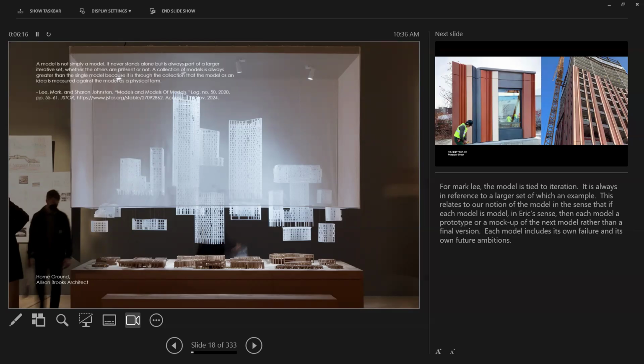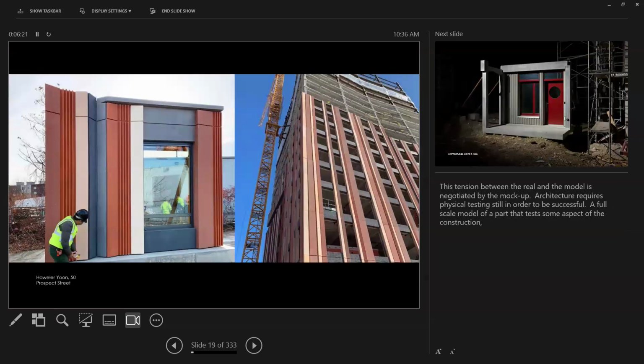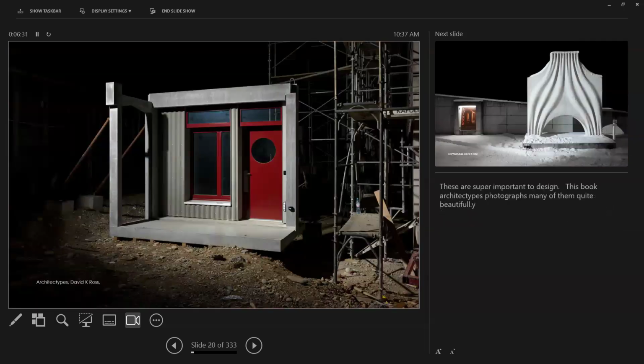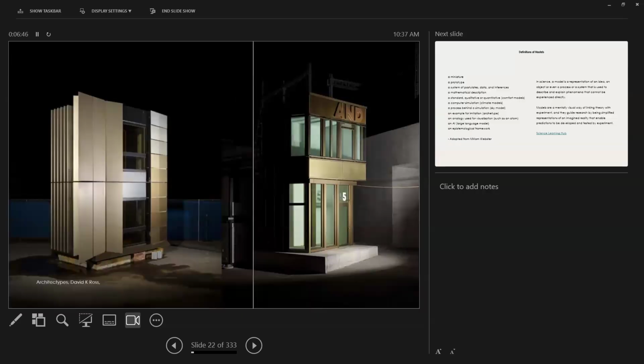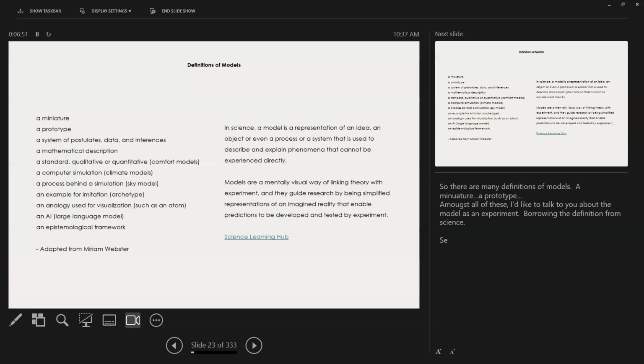And so each model includes its own failure and also its own future ambitions. So in architecture, we also always have to do actual mock-ups, prototypes of the systems that come together. There's this wonderful book, Archetype, that photographs many of them at night so that you don't see the context. It's interesting because even though you predict all the details with the digital tool, when you build it, there's always some excess, something left out that needs to be refactored into the idea. And so it's essential to do that.